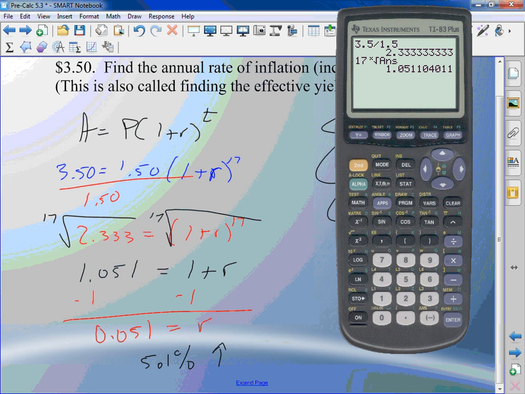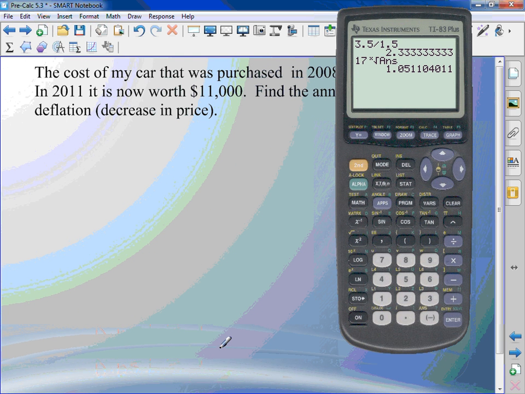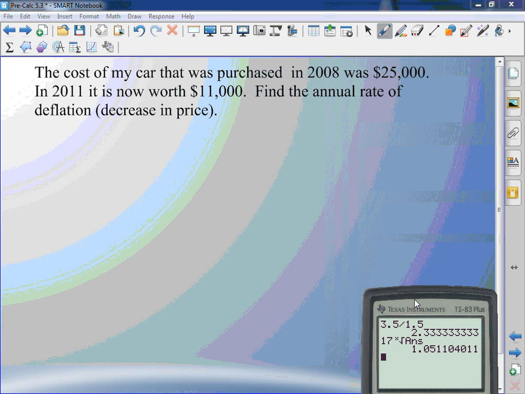Do you see how we work through this? The cost of my car, when I bought it in 2008, was $25,000. Now, it's worth $11,000. Whenever you buy a car, the first thing, when you take it off the lot, it starts losing money. How much did my car decrease in value, percent-wise? I want to see if you can figure this one out.